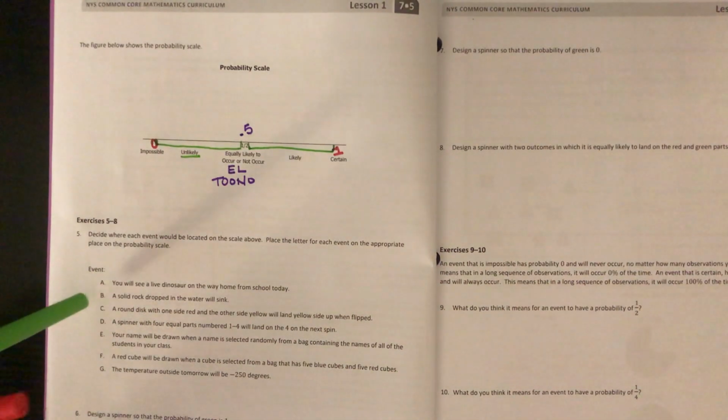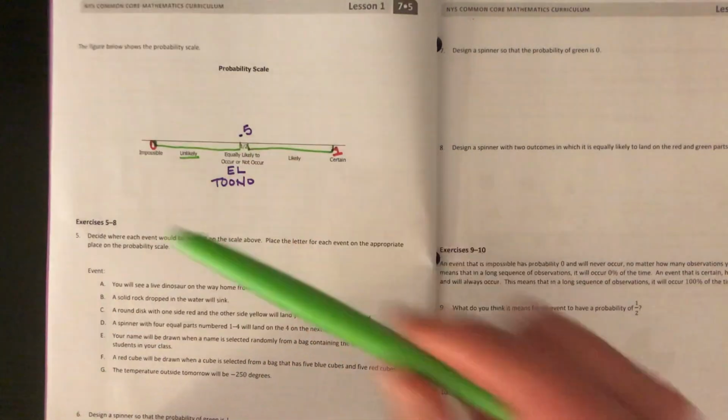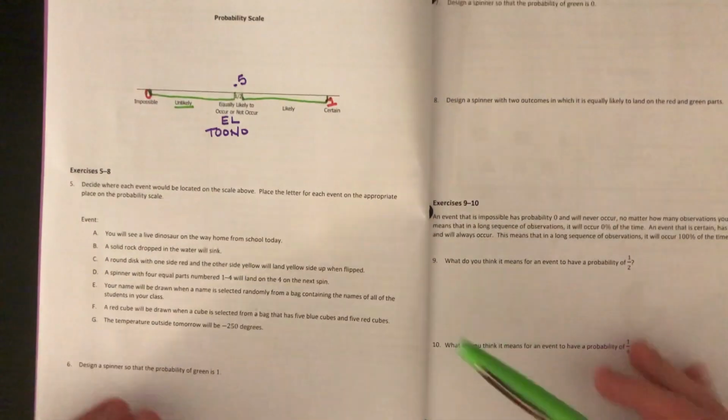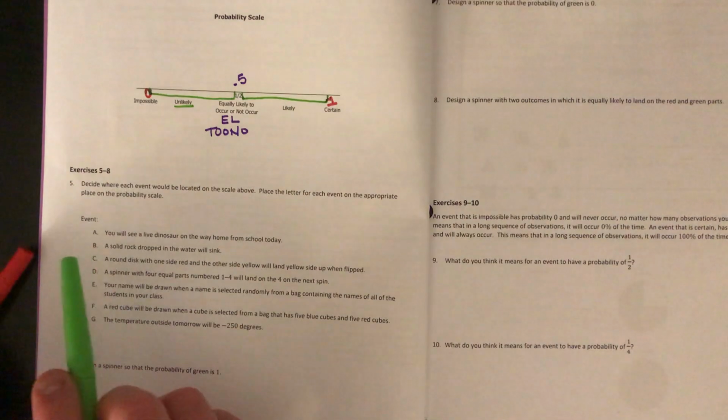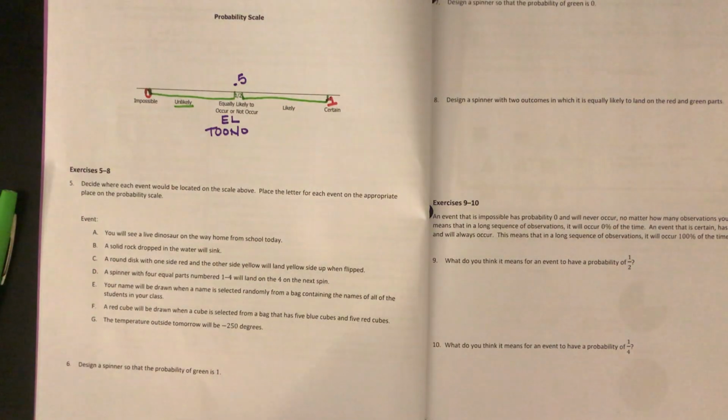All right, so let's look at these 5 events that they have here and place them on the probability scale, just like our estimations of where they deserve to be. So event A, you will see a live dinosaur on the way home from school today. What is the probability of that event? Well, if we were actually in school, you could make the argument that maybe on my way home from school today, the guy from Jurassic Park will have dropped off a T-Rex on my block, and I'll see it on my way home.